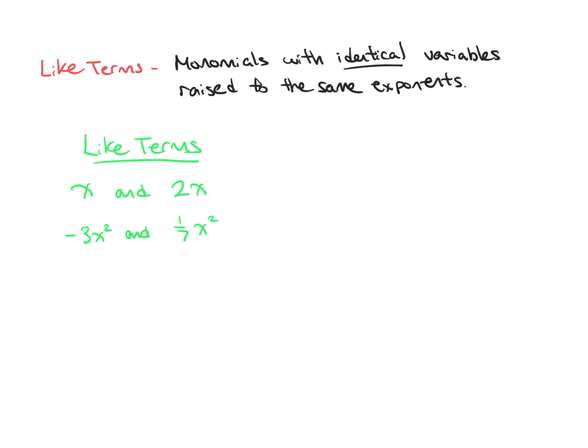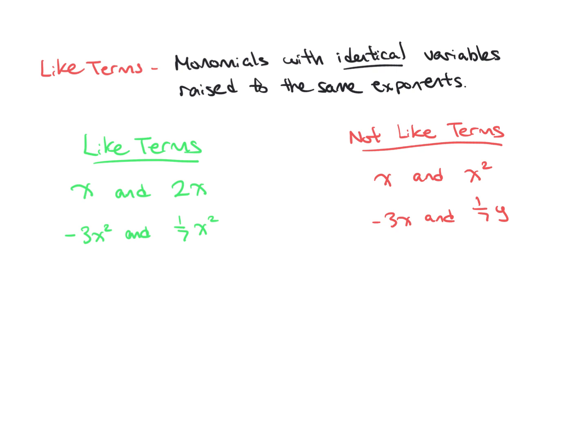I'm going to give some examples that are not like terms, and we'll go back and forth between giving examples of both kinds until hopefully you get used to it. So x and x squared, for instance, are not like terms. They both have the same variable, x. However, they have different exponents, so that's not allowed. Negative 3x and 1/7 y would not be like terms because they have different letters altogether. One's an x, the other's a y. They do not count as like terms.